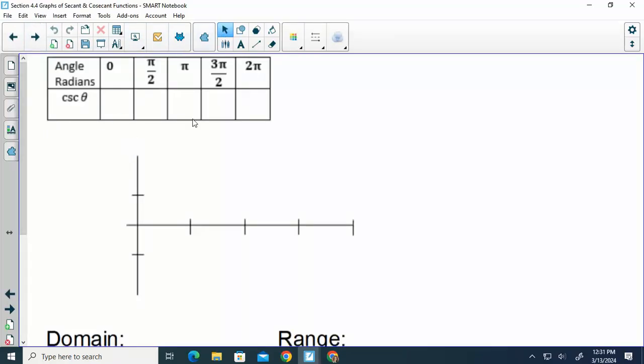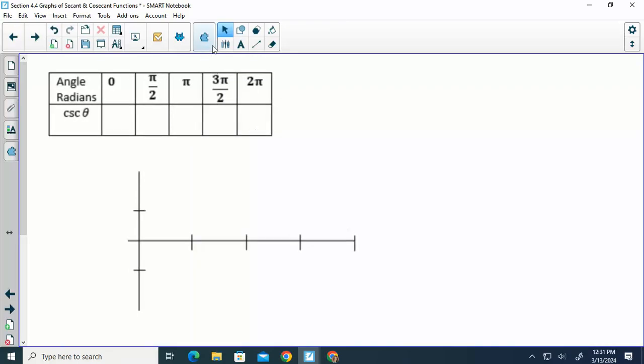So if I look at cosecant, cosecant is the reciprocal of sine. So I went back to doing the same points we did with sine: 0, pi over 2, pi, 3 pi over 2, and 2 pi. Sine has a high point of 1 and a low point of -1. Alright, so what is the sine of 0? It's 0, so cosecant would be undefined.